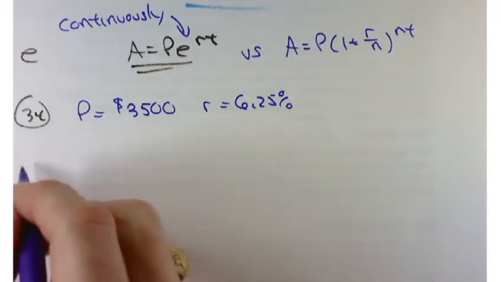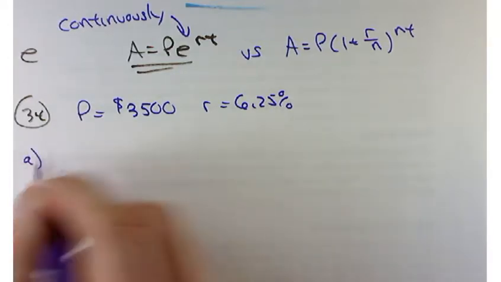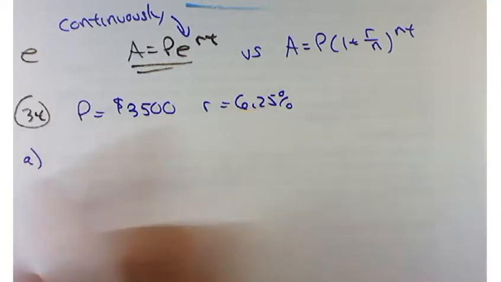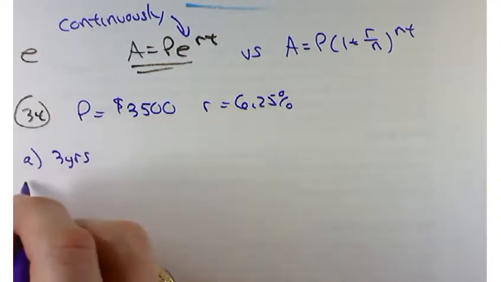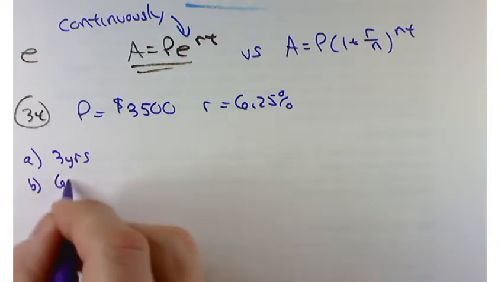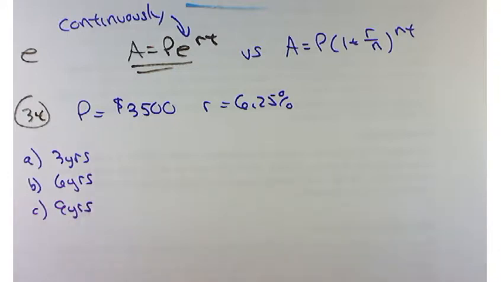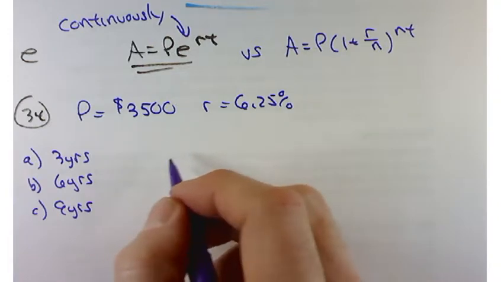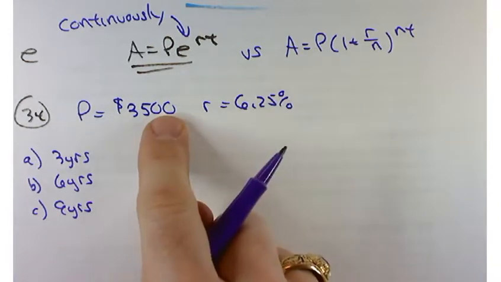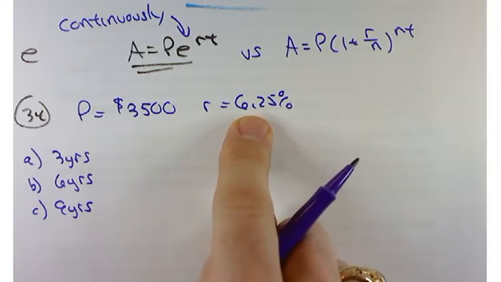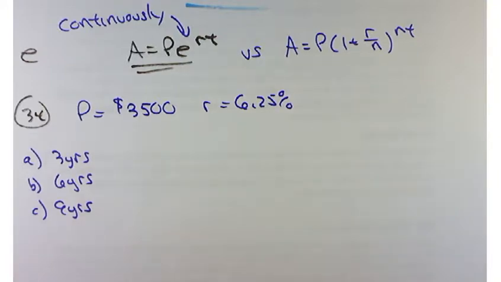So in problem 34, they want us to figure out how much money this is going to be worth at this interest rate after 3 years, after 6 years, and after 9 years. Now, there's a couple different ways you can get at this, but let me show you my bias towards doing this one. Let's first of all plug in this information. 6.25% needs to be changed. We need to write it as a decimal. So what is it as a decimal?